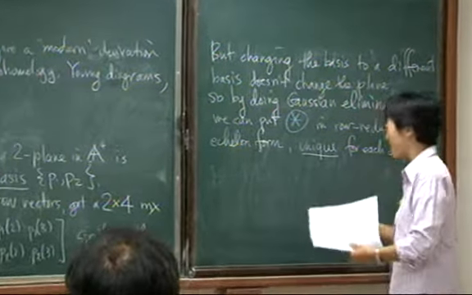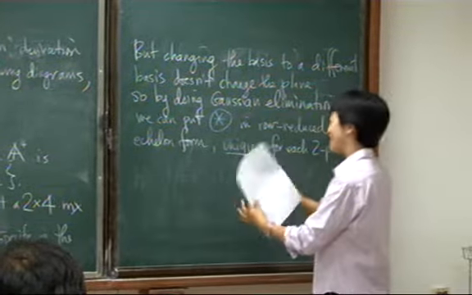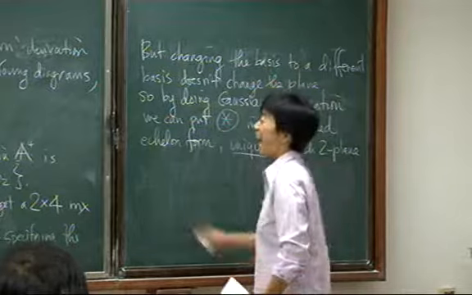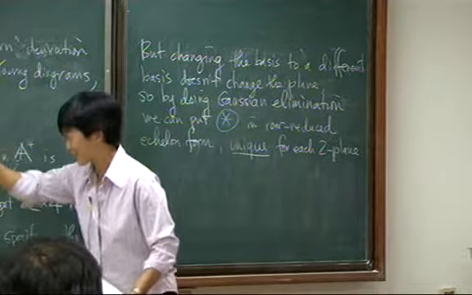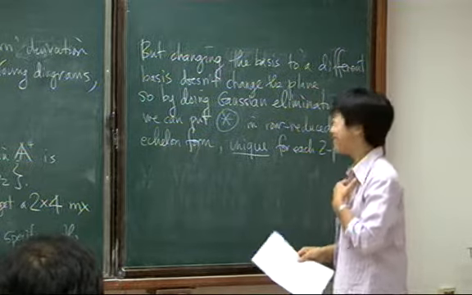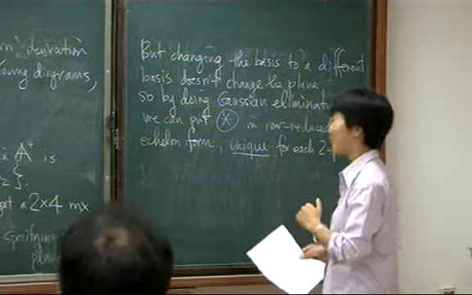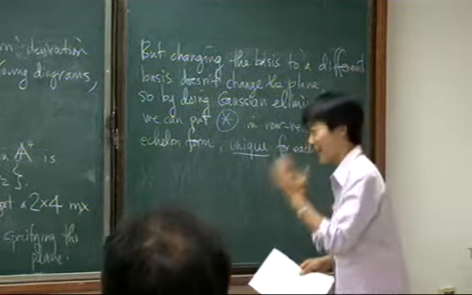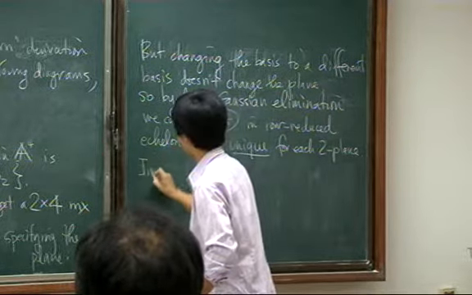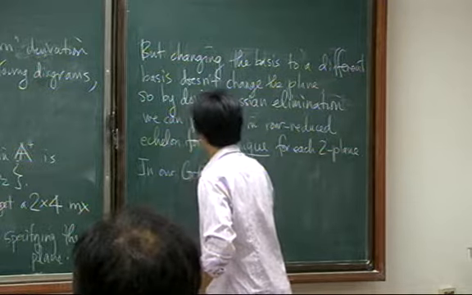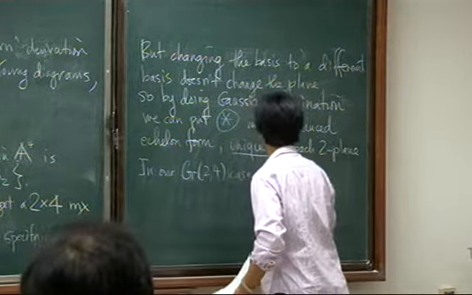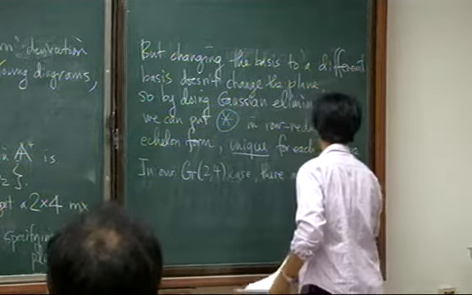Once we agree that you will always put anything in a certain form, then it is unique. And because I'm doing such a small example, 2, 4, there are in fact six ways that the reduced row echelon form may look. So I will actually write them out. In our case, in the Gr(2,4) case, there are 6 possibilities.